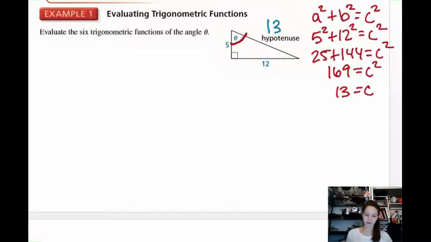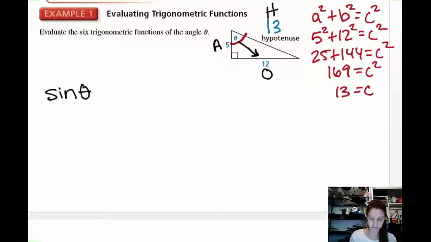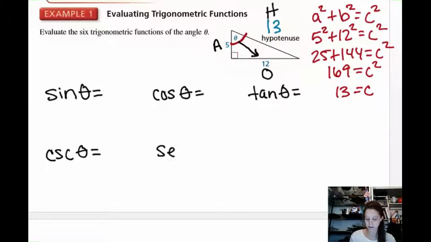Okay, so now I have all 3 sides of my triangle. Let's label them. The hypotenuse is H, it's already labeled. Opposite theta is 12, and then adjacent, or next to, is 5. The 6 trigonometric ratios are the sine of theta, the cosine of theta, the tangent of theta, and then we have cosecant of theta, secant of theta, cotangent of theta.